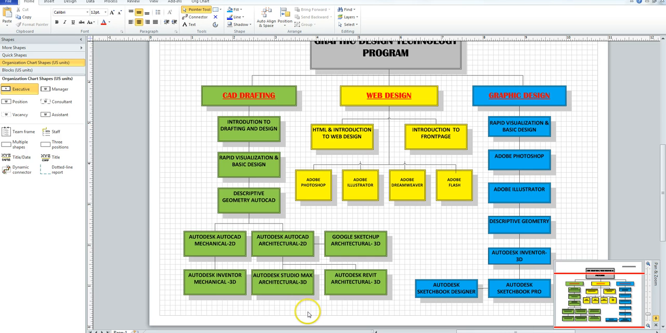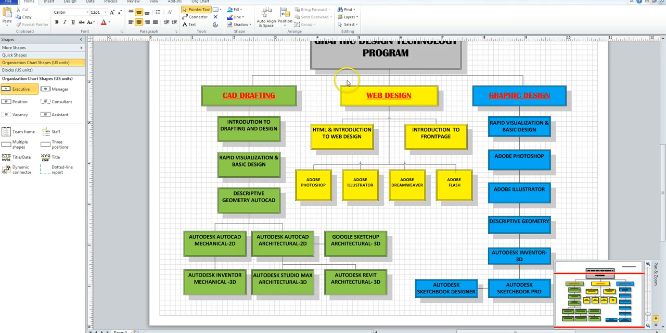Once we get done with drafting and design, I would jump to the graphic design program, where we will be learning rapid visualization and basic design. We learn Photoshop and Illustrator. Descriptive geometry would still be the same that you see over here, because these courses are connected. Next we'll go to Autodesk Inventor again, which is the same that you see over here. We learn a couple more programs like Autodesk Sketchbook Pro and Autodesk Sketchbook Designer, which is again used for drawing and sketching in vector and bitmap base. So this is what we have to offer.